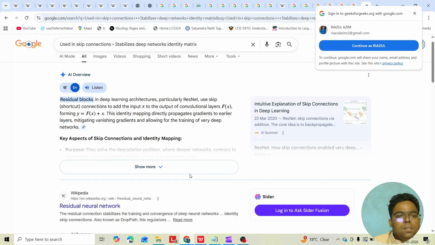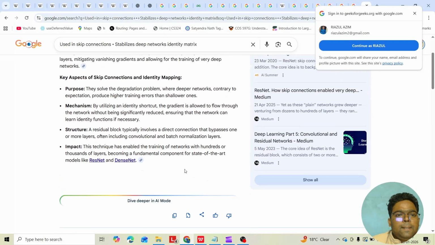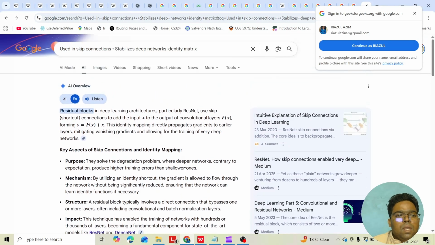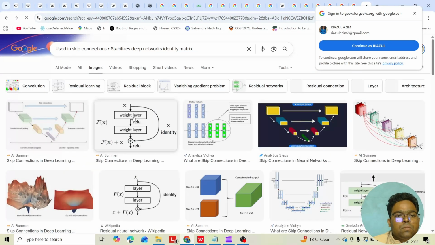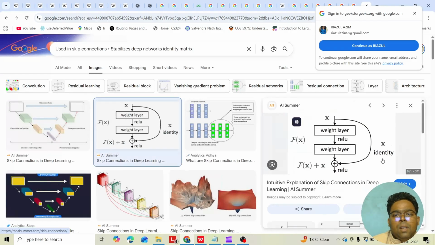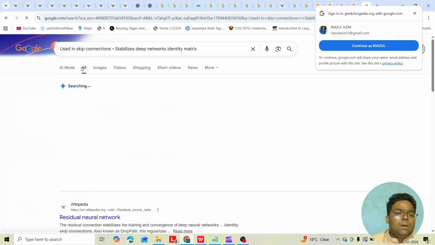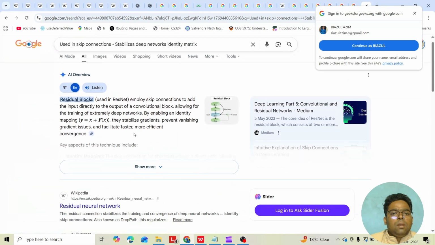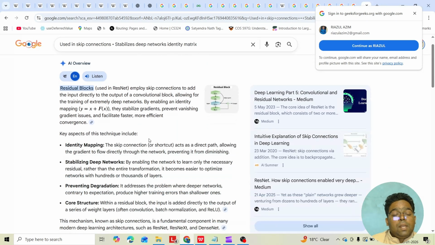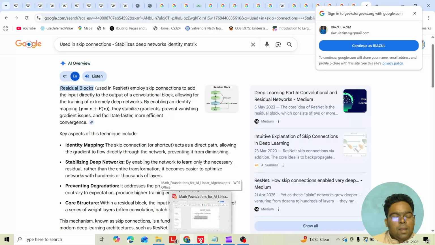So you can see this is the skip connection. Here x is multiplied with the identity to get x itself. That's why I'm saying that it is also used here. And it stabilizes the deep network because it is mostly used to prevent the vanishing gradient issue and facilitate faster and more efficient convergence. That's why it is used, and I will cover later what the vanishing gradient descent problem is.